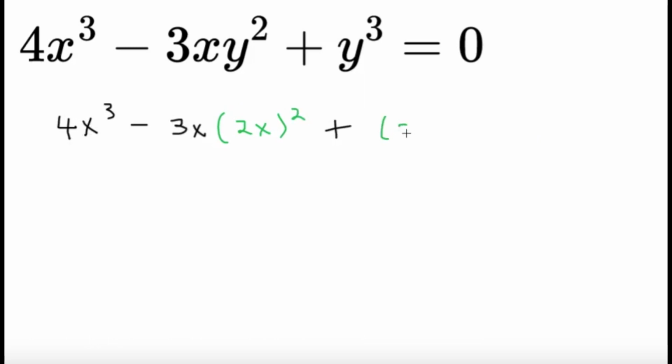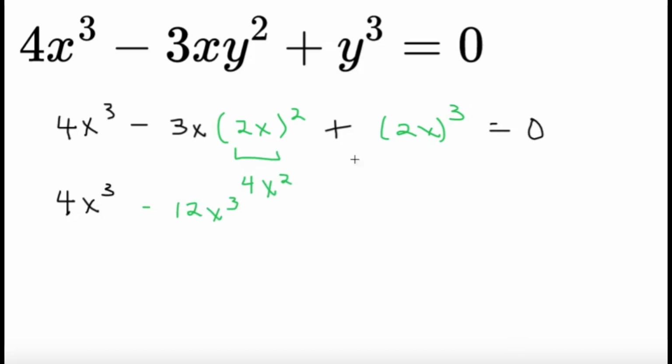So substituting it in, and we just have to verify this one. So it's going to become 4x cubed. Now the square of 2x here, that's 4x squared. So that's going to be minus 12x cubed. And then here, 2x cubed, that's going to become 8x cubed. So indeed, this is equal to 0.